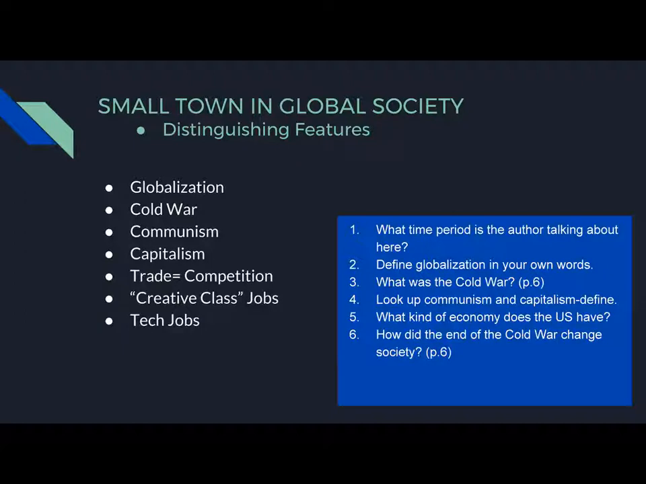And what kind of economy do we have here in the United States? So these are all important baseline things to know just about how we function as a country. And then really looking at how the end of the Cold War really changed society. That's what he's talking about here. So in your own words, how did the end of this Cold War and globalization really change society, especially for small rural towns?